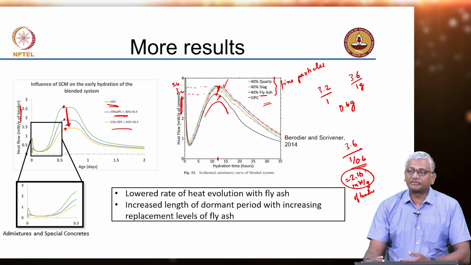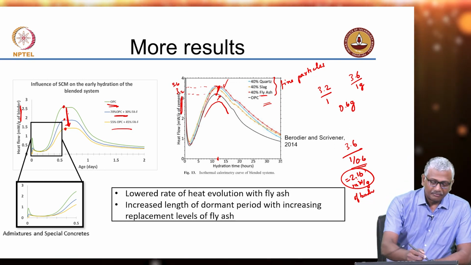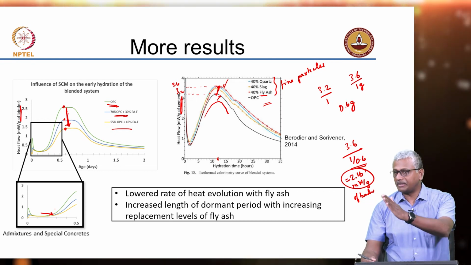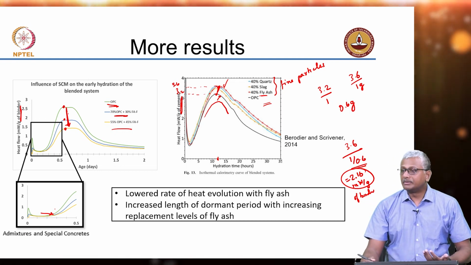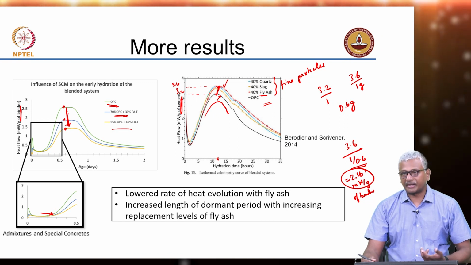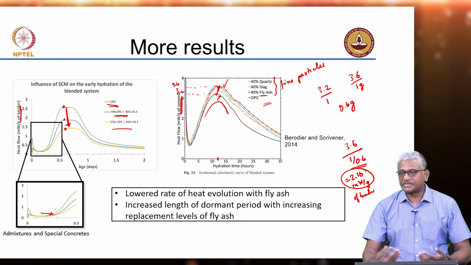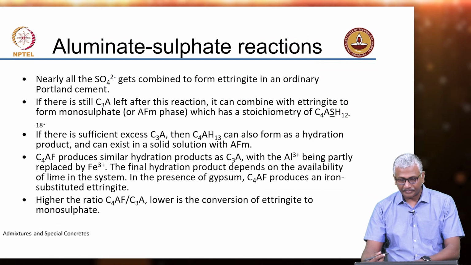The other aspect is if you look at the early age characteristics of fly ash based concrete mixes, very often you will see this delay in the onset of the main peak. That means increase in the length of the dormant period happens when you have higher replacement levels of fly ash. Now, obviously, that is related also to the fact that your setting time is also increased when fly ash is used as a cement substitute.